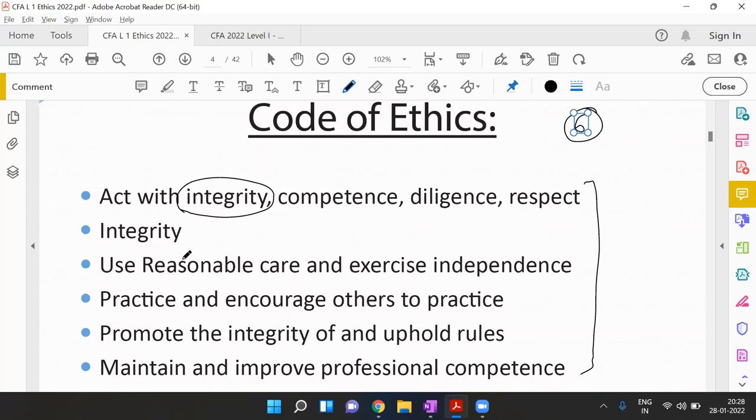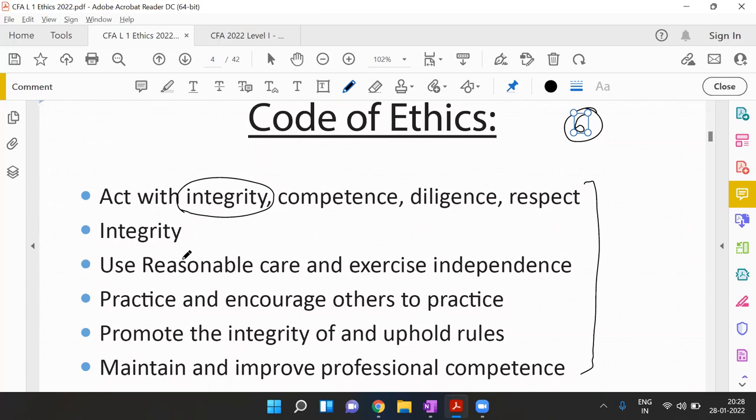Now somebody will say, if you're not respecting your profession, how is this a violation of the code of ethics? See what happens if you're not respecting your profession. Any person who is willing to come into this profession might be scared to enter such a profession, right? So you're maligning the image of this profession, and that is not at all acceptable. So there are 4 keywords here: you must act with integrity, you should have competence, you should do due diligence in any sort of analysis, and you should respect your profession.